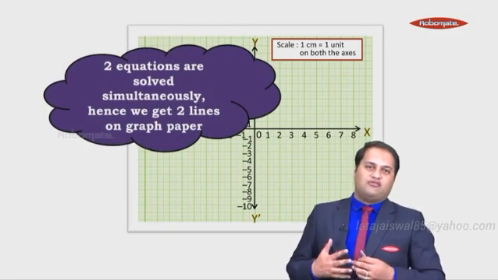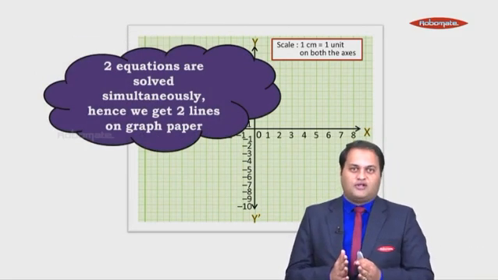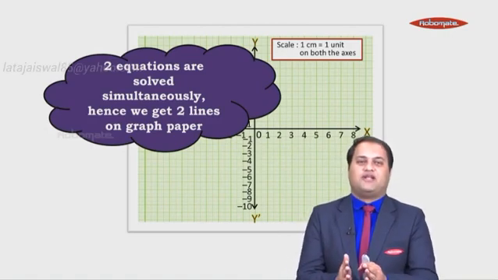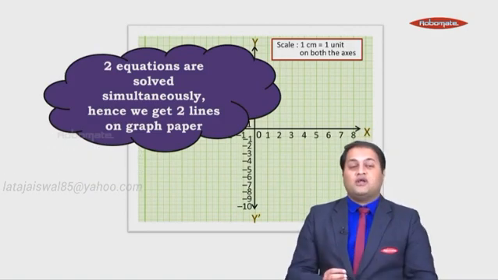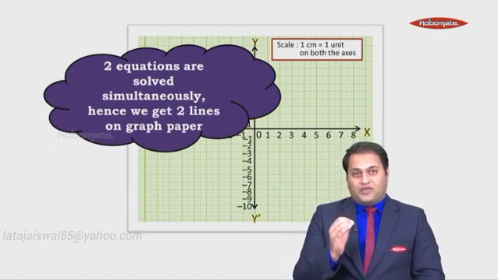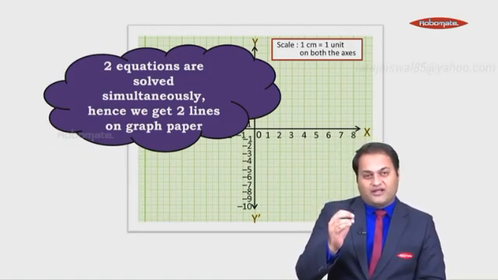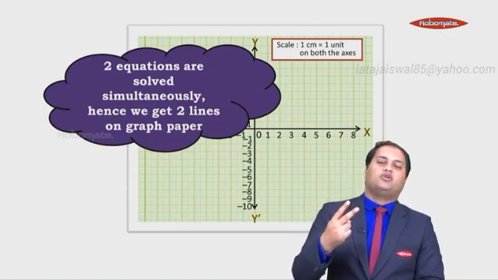Now as you know, in every sum we need to solve linear equations in 2 variables simultaneously. Because there are 2 variables in it, 2 equations are given to us. So in every sum, one linear equation represents a line. So with 2 linear equations, you will get 2 lines on the graph paper.